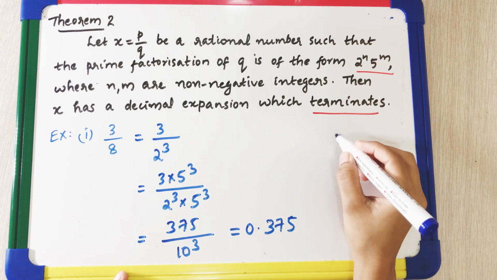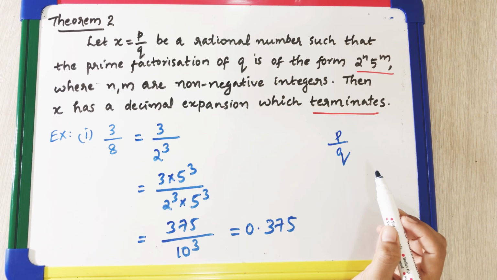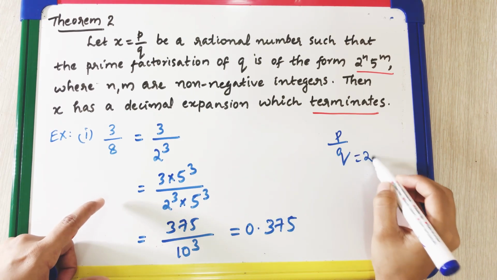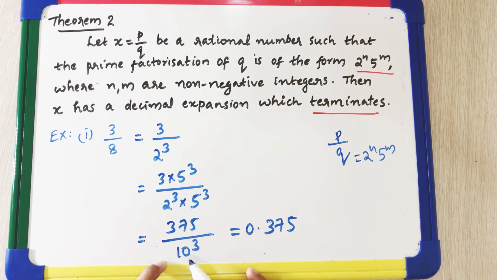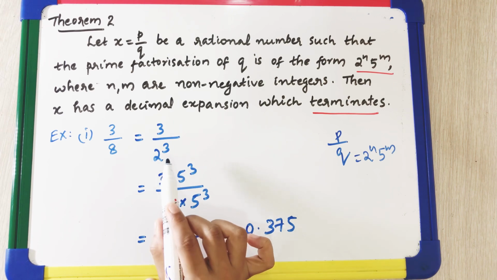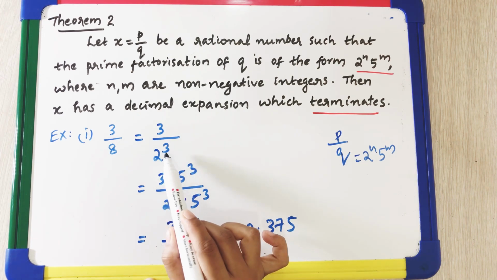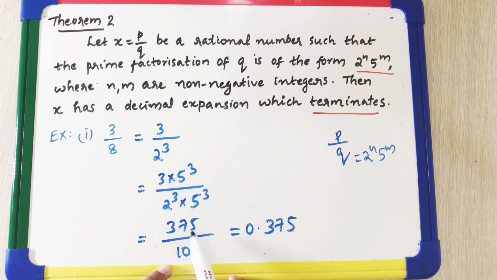Here you may note that we are converting the rational number of the form p by q, where q is of the form 2 raised to n into 5 raised to m, to an equivalent rational number of the form a by b, where b is a power of 10. Clearly we know that any rational number of the form a by b, where b is a power of 10, will have a terminating decimal expansion. That is the concept we are using here.